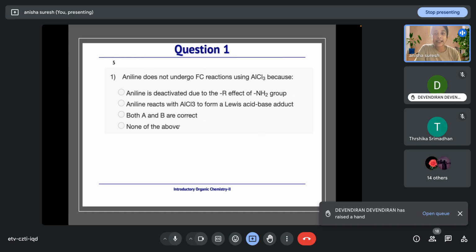The first option is: aniline is deactivated due to the minus R effect of the NH2 group. Option B: aniline reacts with AlCl3 to form a Lewis acid-base adduct. Option C: both A and B are correct. Option D: none of the above. So what will be the reason why aniline does not undergo Friedel-Crafts reaction?